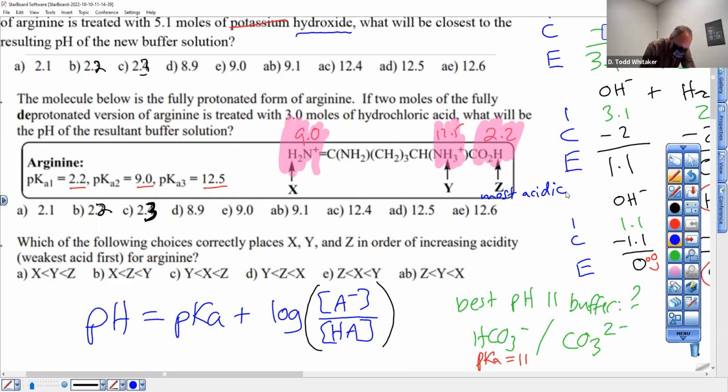So most acidic, and the highest number is the least acidic. I got to write it this way so I can answer this question in an order that I'm not usually asking it. We're supposed to go in order of increasing acidity. So Z is the most acidic, it's at the end. Y is at the beginning, and X must be in the middle, right? Y less than X less than Z, it is C.